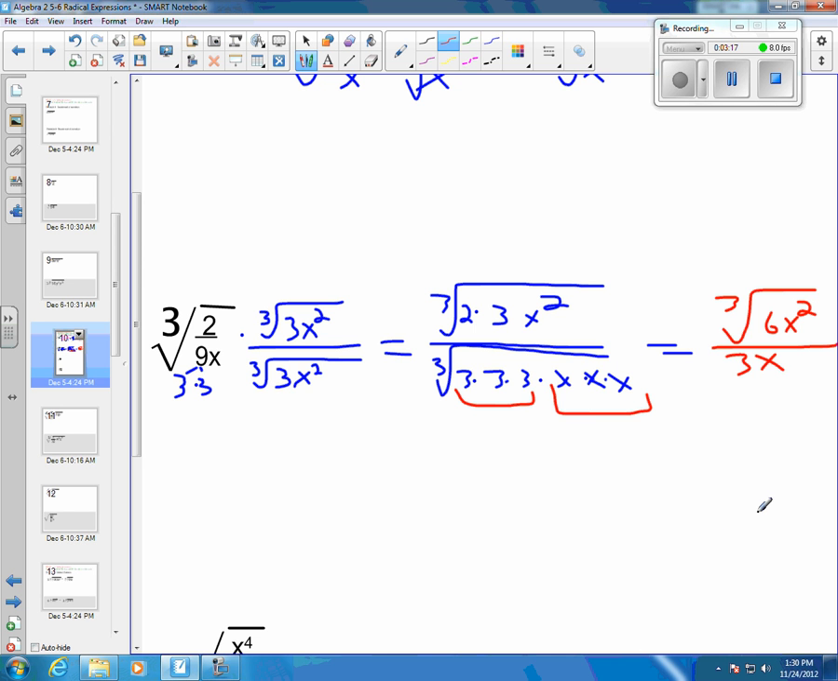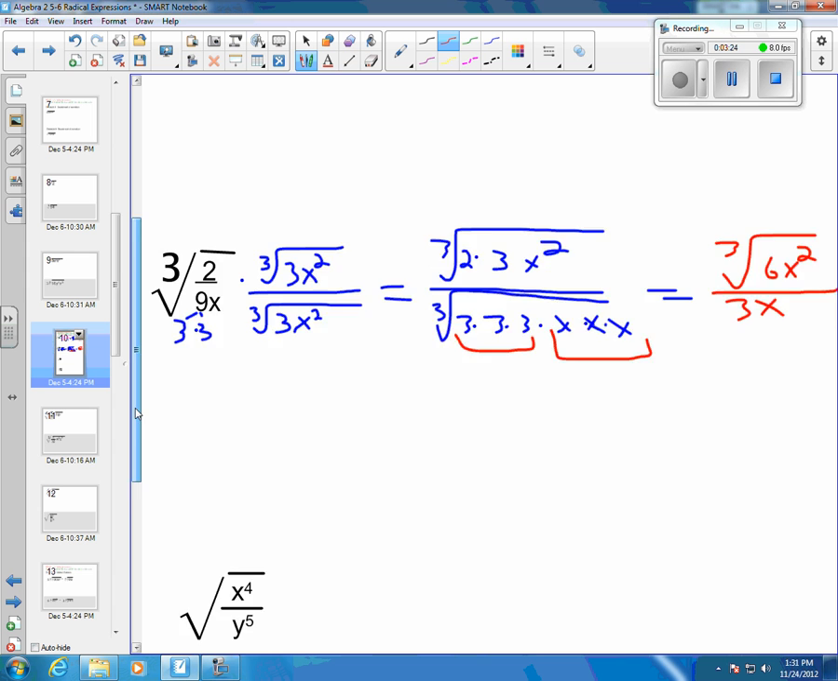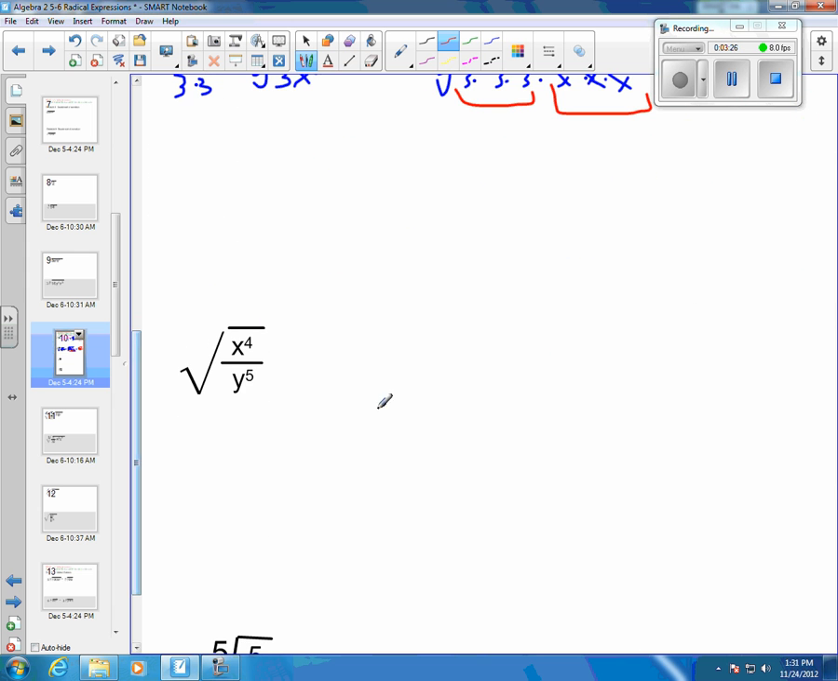That is called simplified. We have no radical in the denominator, and the numerator is reduced as much as possible. Let's look at another one. So again, my denominator, I can't just take the square root of y to the 5th because 5 is odd, and since it's a square root, we need even numbers. So I need to multiply top and bottom by the square root of y.